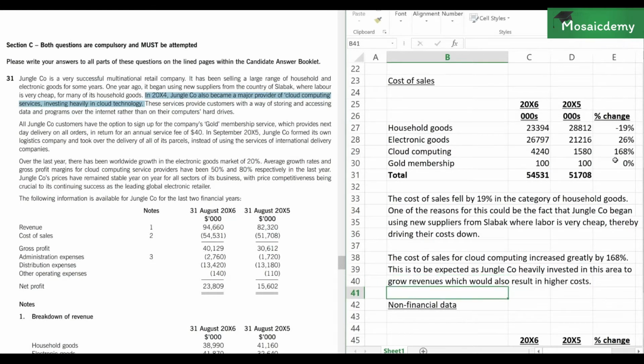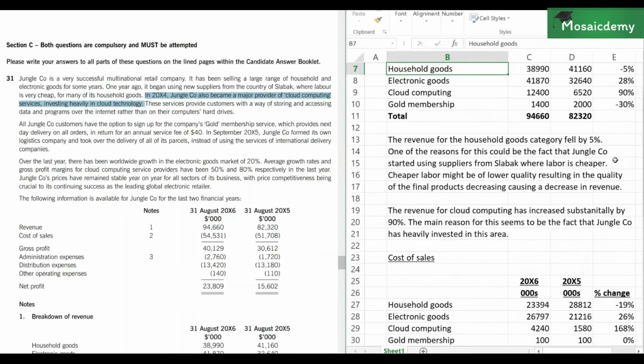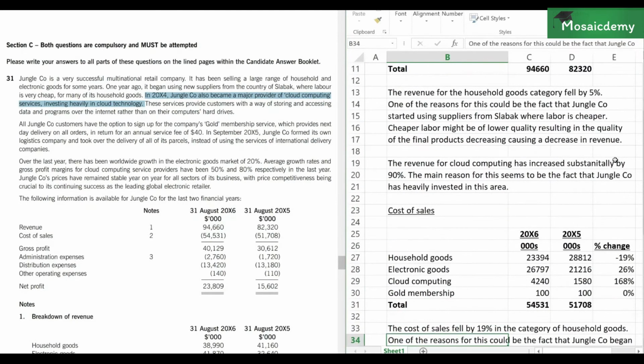However, from an exam point of view, these two points are more than enough, right? But just to show you guys the potential, we can analyze this in more detail as well. What can we say? Well, we can talk about why the increase in revenue is only 90% and the increase in cost of sales is much more than that, nearly double, 168%, right?